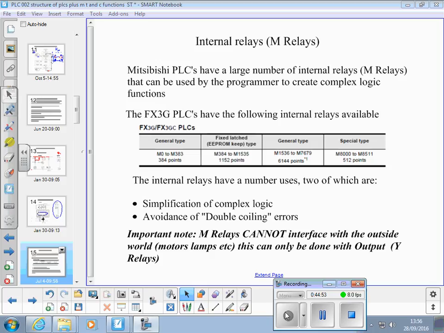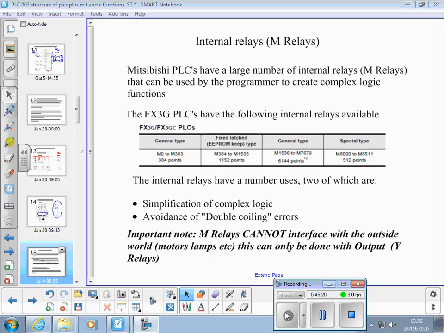Another 1152 M relays from 384 to 1535, which are battery backed. That means they'll hold their status if you turn them off. Another 6144 general internal relays, and then you've got some special types, which we'll look at one or two of in a minute, but they're 512 points there.